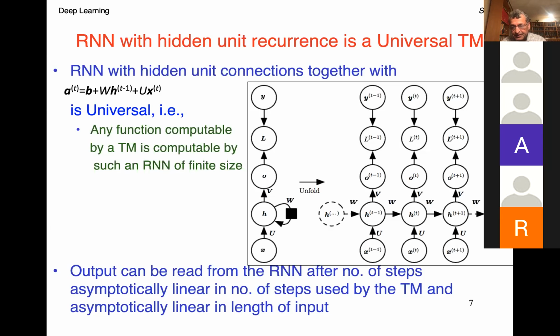You don't have to have an infinite number of steps for the T's, right? The tau can be finite. So output can be read from the RNN after a number of steps asymptotically linear in the number of steps used by the Turing machine, and asymptotically linear in the length of input. So there is a more explicit connection about this. It'd be interesting to look at the theorem that proves this. Okay, anyway, those of you who are inclined theoretically, maybe Kedar Raghavendra Rao can look at this, right?